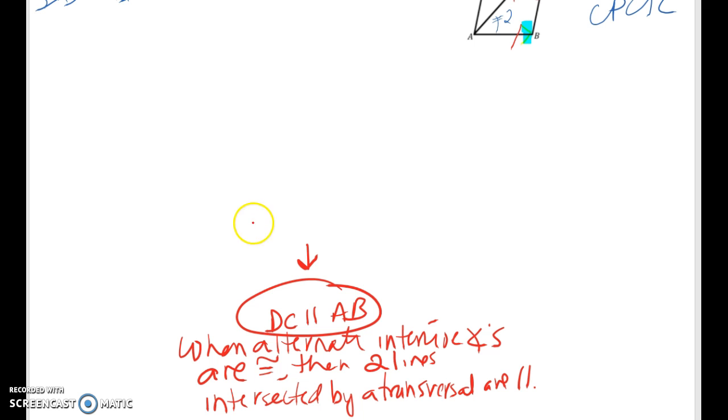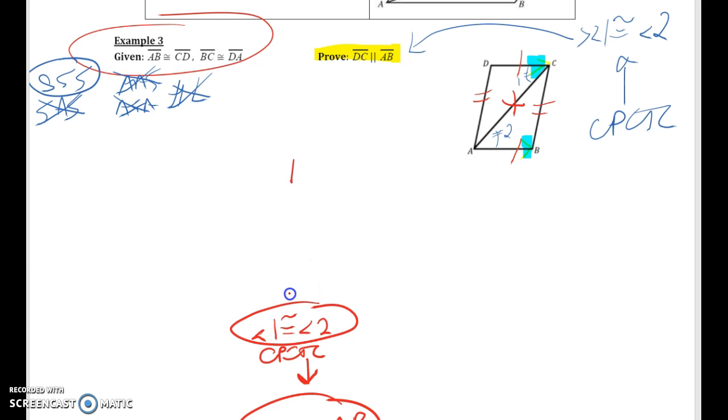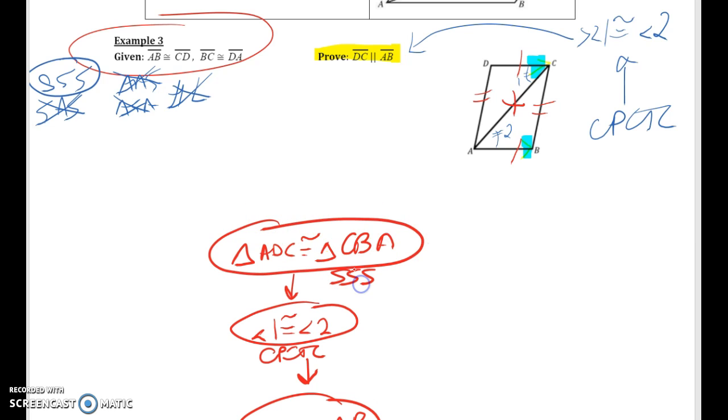We know that in order to show that they are parallel, we are going to show angle 1 congruent to angle 2. And we know we're going to do that through CPCTC. And to use CPCTC, I have to prove two triangles congruent. So I'm going to show that triangle ADC is congruent to triangle CBA. I've eliminated all my other methods, so I know that the method I'm going to use is side, side, side.